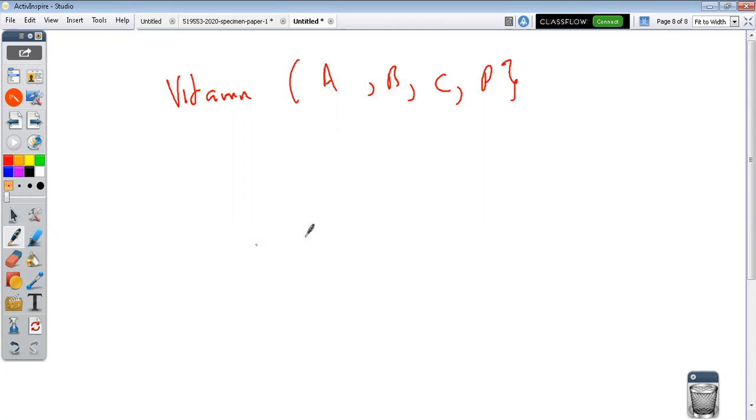Now, vitamin D, where do you get that from? From the sun. We get vitamin D from the sun. We can get it also from liver and from fish. What's the use of vitamin D? It helps in bone formation. Combined with calcium, it helps in the formation of bones.